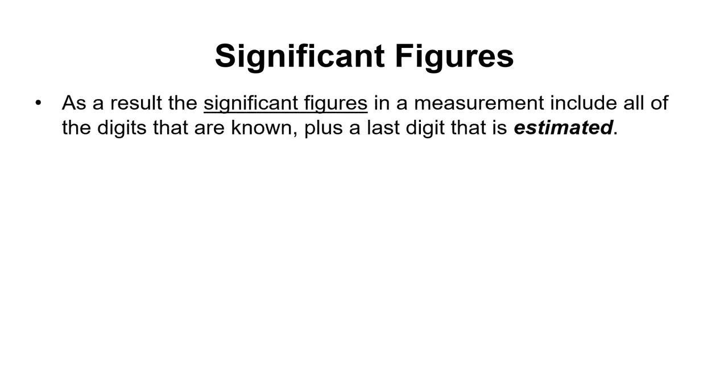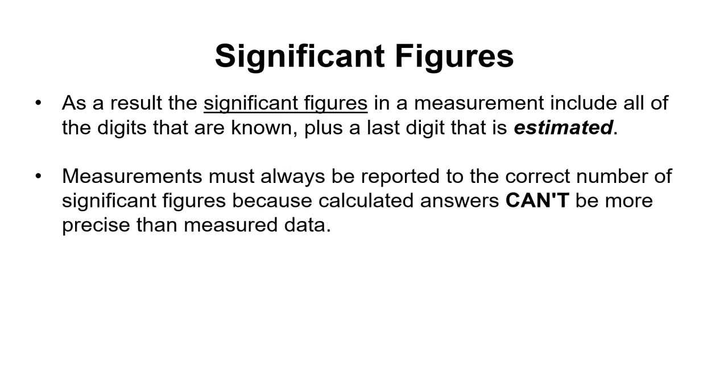Significant figures. As a result of these estimations and these roundings off, the significant figures in a measurement include all of the digits that are known plus the last digit that is estimated. Measurements must always be reported to the correct number of significant figures because calculated answers can't be more precise than measured numbers.